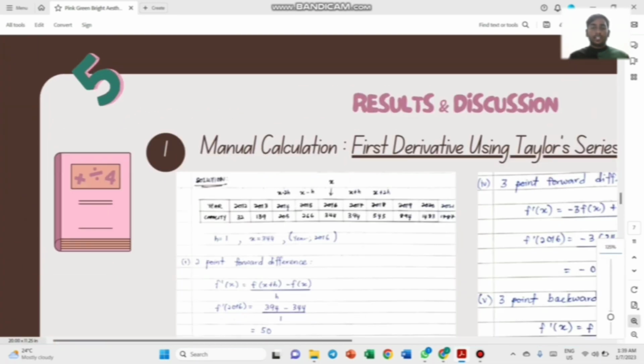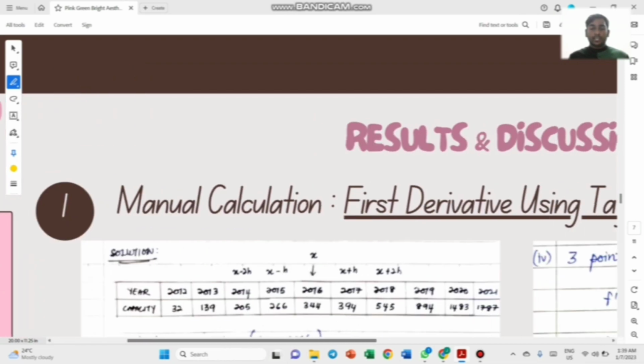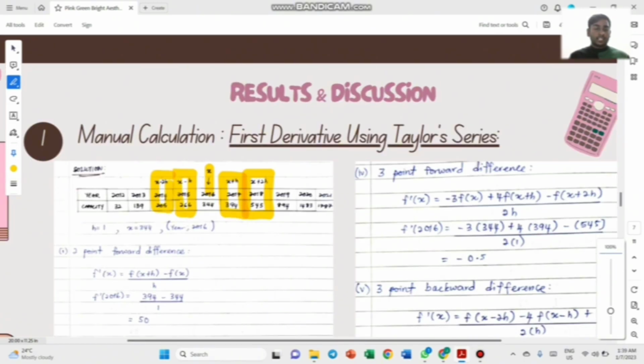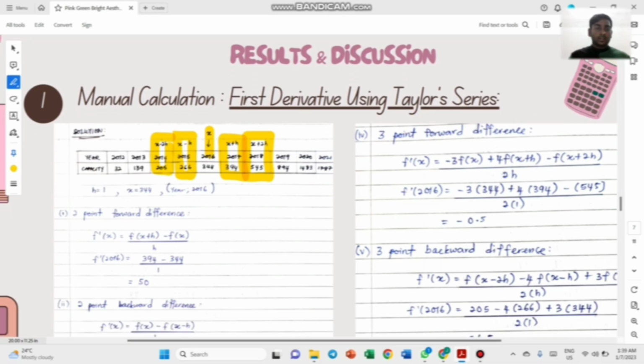So here we can see in the table I have put the x is on the 2016, and here we can see x plus h, which is on 2017, and x plus 2h, which is on 2018. Here we can see on the left side x minus h on 2015, x minus 2h on 2014. For the equation part I've discussed before, so now I will show the manual calculation.